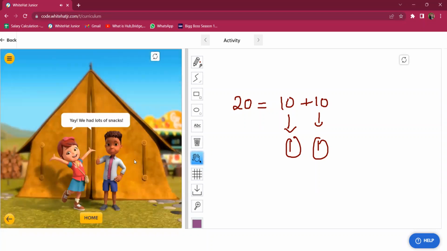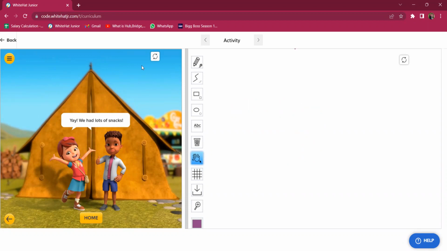So we had a lot of snacks and they also had a lot of fun. So what did we study in the class today? We learned to represent numbers up to 20 using rods and blocks. We also learned about the places and the place value of each digit in a number. We also learned to represent a number in its standard and expanded form. We also learned to solve problems using the expanded form of a number.